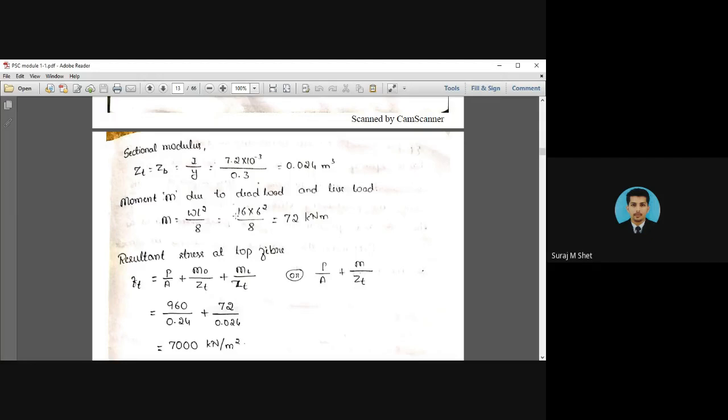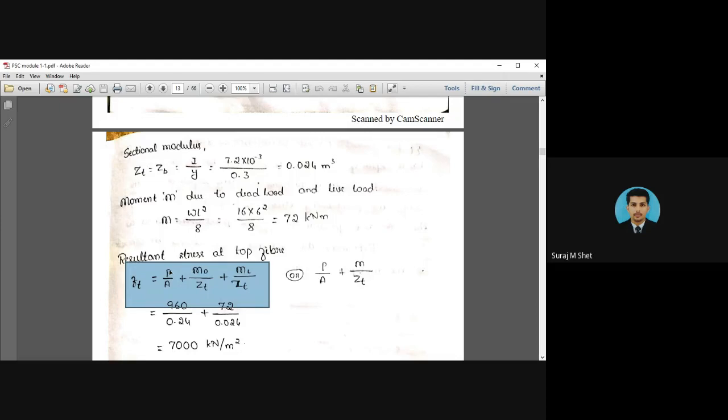So moment is equal to 16 into 6 square divided by 8. We get 72 kilonewton meter. So this is the formula to calculate the resultant stress at the top fiber and bottom fiber. This is the formula to calculate the resultant at the top and bottom.